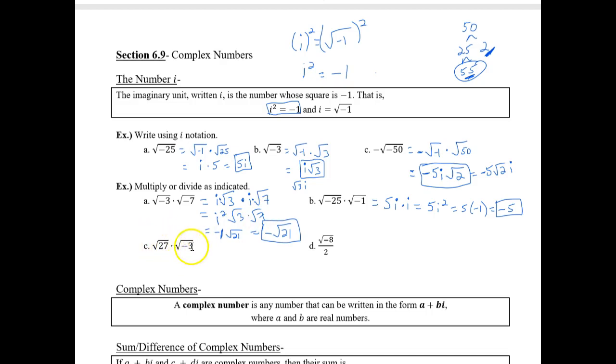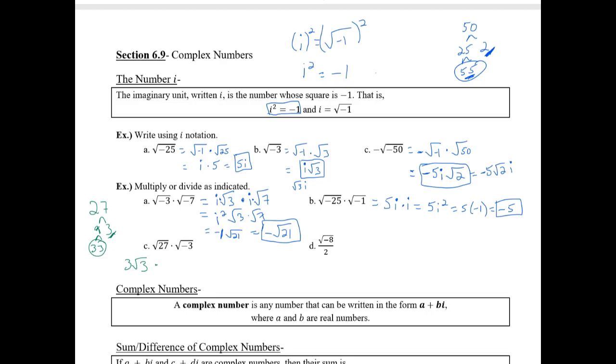Alright, this first example, I have the square root of 27, which is a real number, times the square root of negative 3, which is going to be an imaginary number. So I can go ahead and simplify the square root of 27, since that's a real number. I'm going to multiply 9 times 3 to give me 27, and 9 is 3 times 3. So there's my perfect square that I can take out. So I can rewrite the square root of 27 as 3 times the square root of 3, because there's still a 3 underneath the radical.